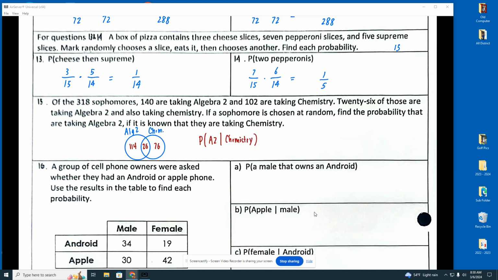So our zoom in, what we're going into first is we're focused on those that are taking chemistry. Okay? So the people taking chemistry is this big circle right here. We talked about those at the beginning. That's 102. So my bottom number is 102.